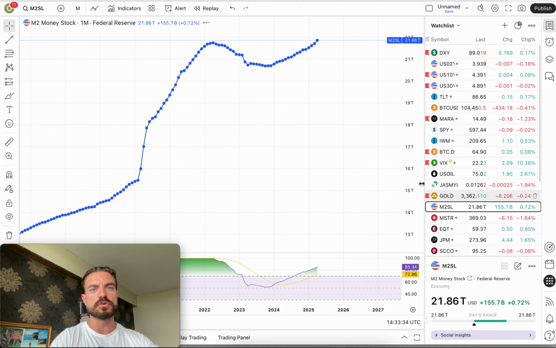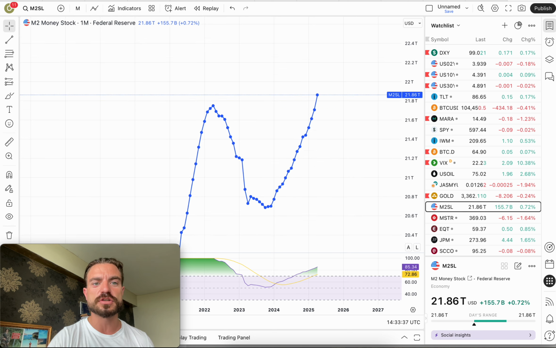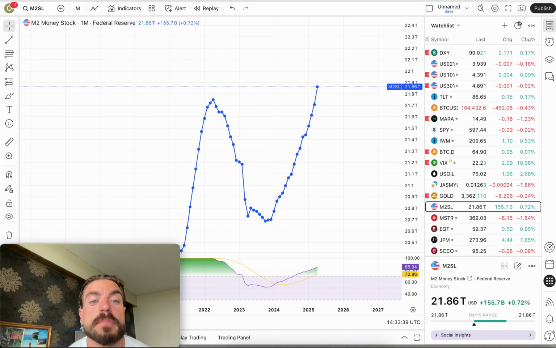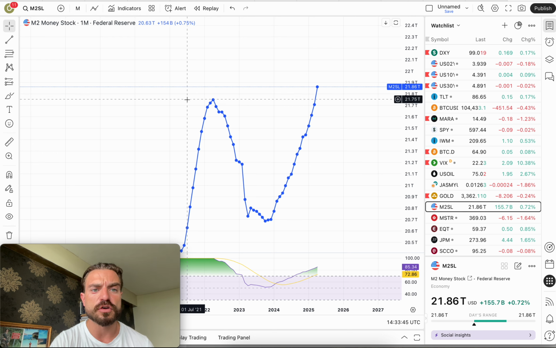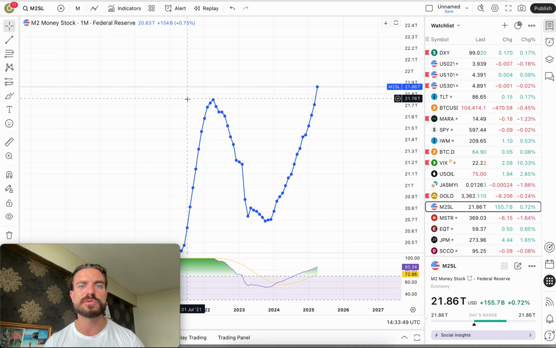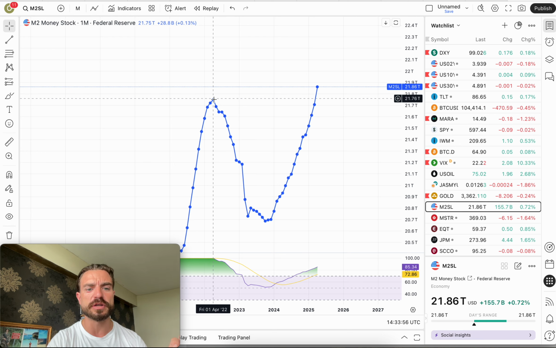But one of the most important things that I also want to mention is look at this. Look at the money supply. The M2 money supply has been increasing. We're well over the COVID highs of 21.76 trillion. We're over 100 billion of what we were in COVID back in 2022 when the whole interest rate bonanza took place with the increase around the world.